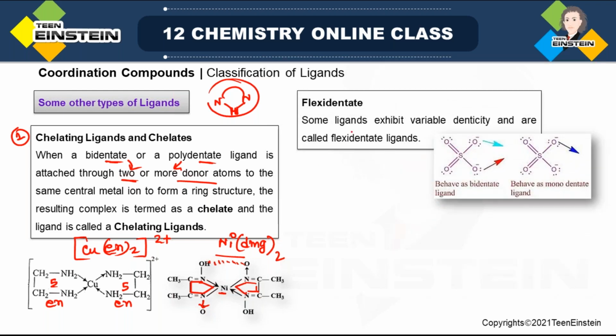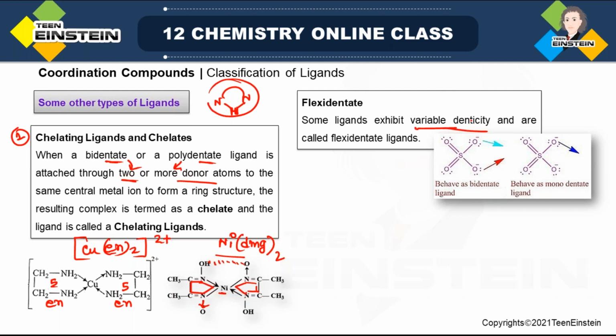Next example, flexidentate ligand. Some ligands exhibit variable denticity, and that is why they are called flexidentate. Variable denticity means sometimes it can behave as monodentate, sometimes as bidentate, or sometimes as bidentate, sometimes tridentate. That means there is availability of more than one donating site, but it is not using all the donating sites simultaneously. Sometimes it uses them together, sometimes it may not.